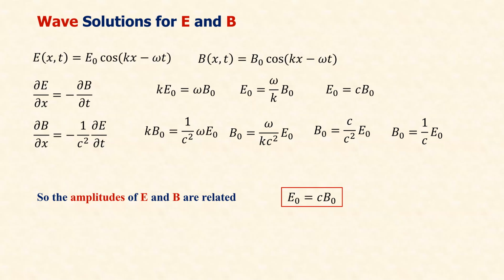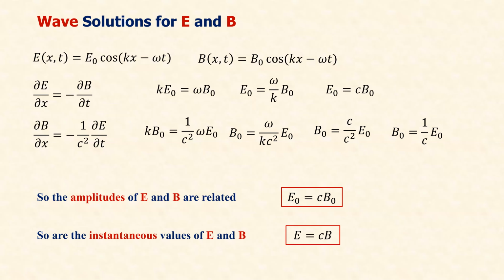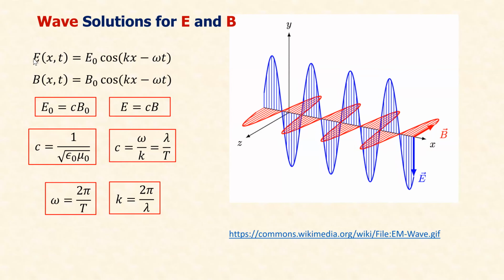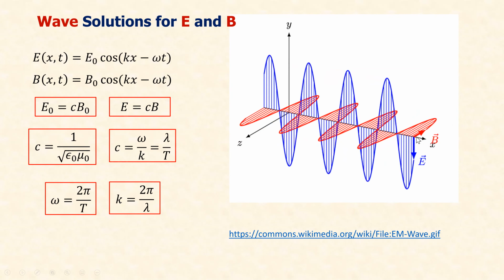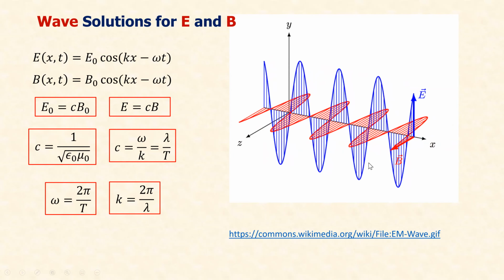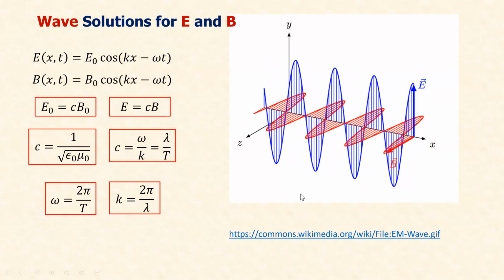So E naught is equal to c B naught at all times. Amplitudes of E and B are related. Not only the amplitude, the instantaneous values of E and B are related by this equation. You can also show that. Because if you put, let's say, E naught equal to c B naught, you see that E is also c B. So at all times they are related. So now we get all the features of this electromagnetic wave. The two are in phase. They have the same wavelength, they have the same frequency, and they're moving at the speed of light in the positive x direction. All right?